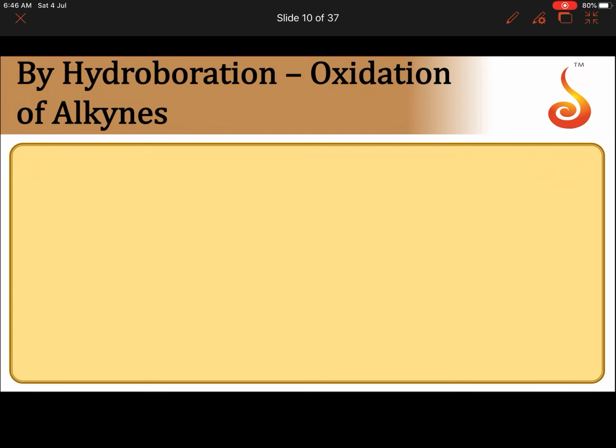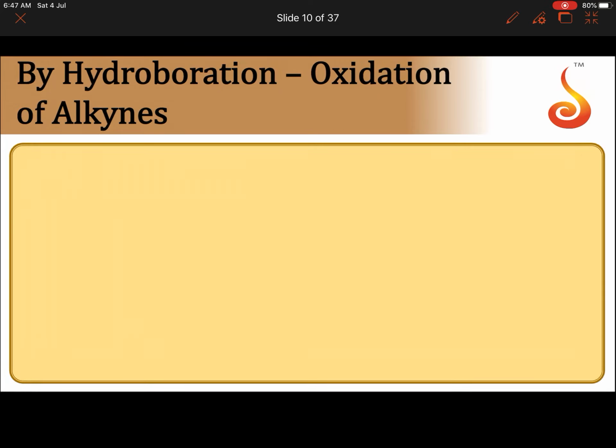Hydroboration oxidation of alkynes. Aldehydes and ketones can be prepared by hydroboration oxidation of alkynes. Terminal alkynes on hydroboration oxidation give aldehydes. Non-terminal alkynes give ketones. Hydroboration oxidation of symmetric non-terminal alkynes gives only one ketone.